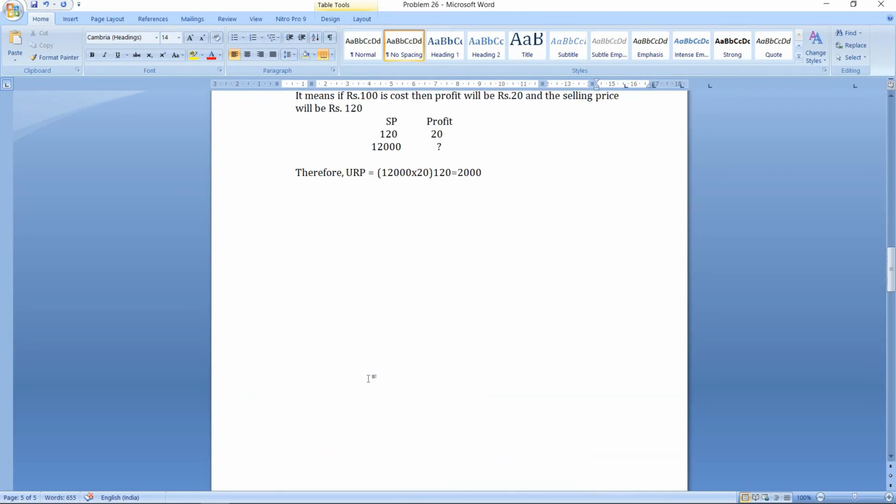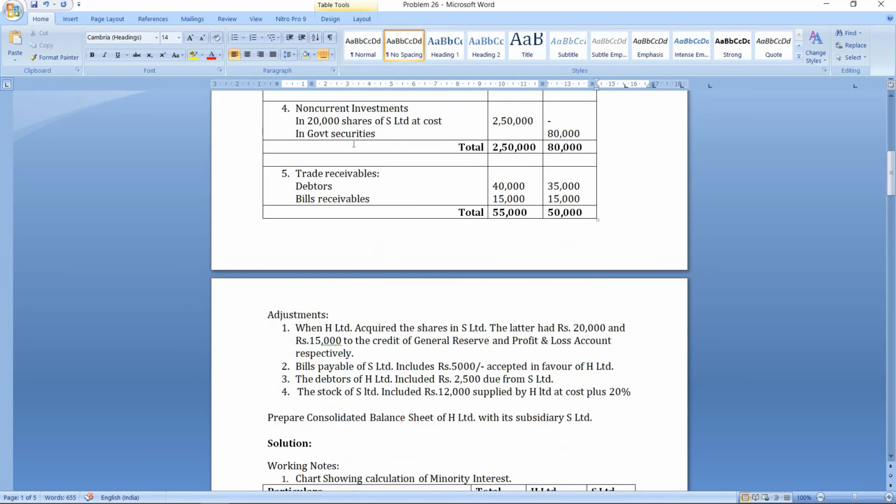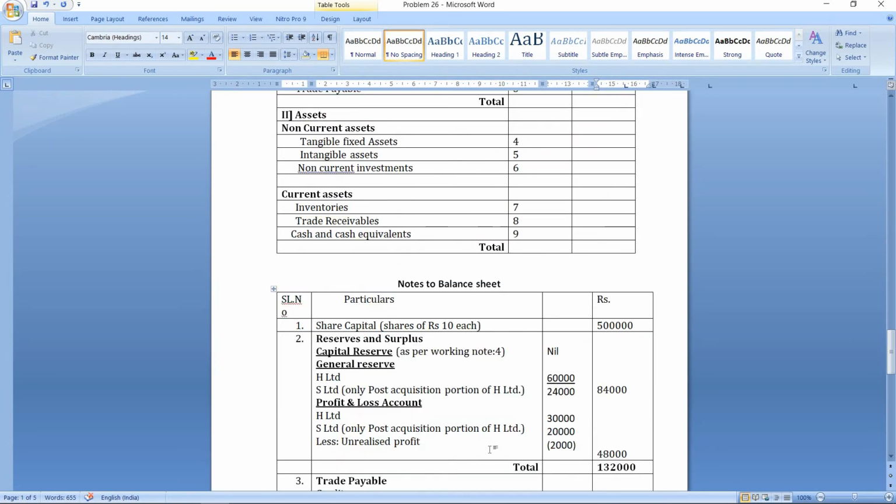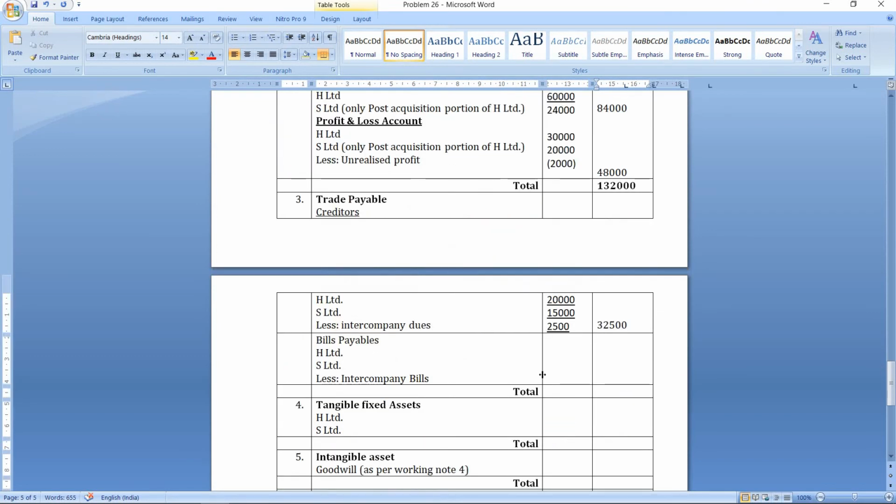Next you have bills payable. So let us look at the bills payable that is given in the problem. So bills payable is 10,000 and 25,000, and you have intercompany bills of 5,000. So you have to add 10,000 and 25,000. From that you have to eliminate these intercompany bills of 5,000. So we will write it in the same working note, trade payables, in that bills payable of H Limited is 10,000, and that of S Limited it is 25,000, and the intercompany bills are 5,000. So this you have to minus actually.